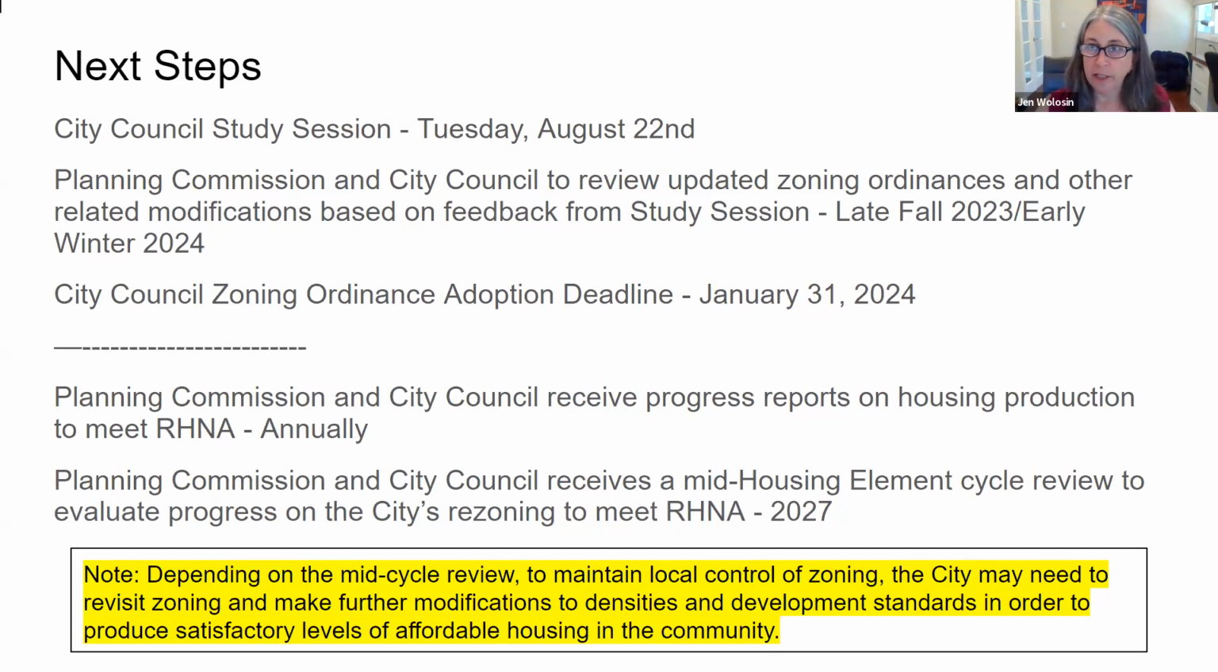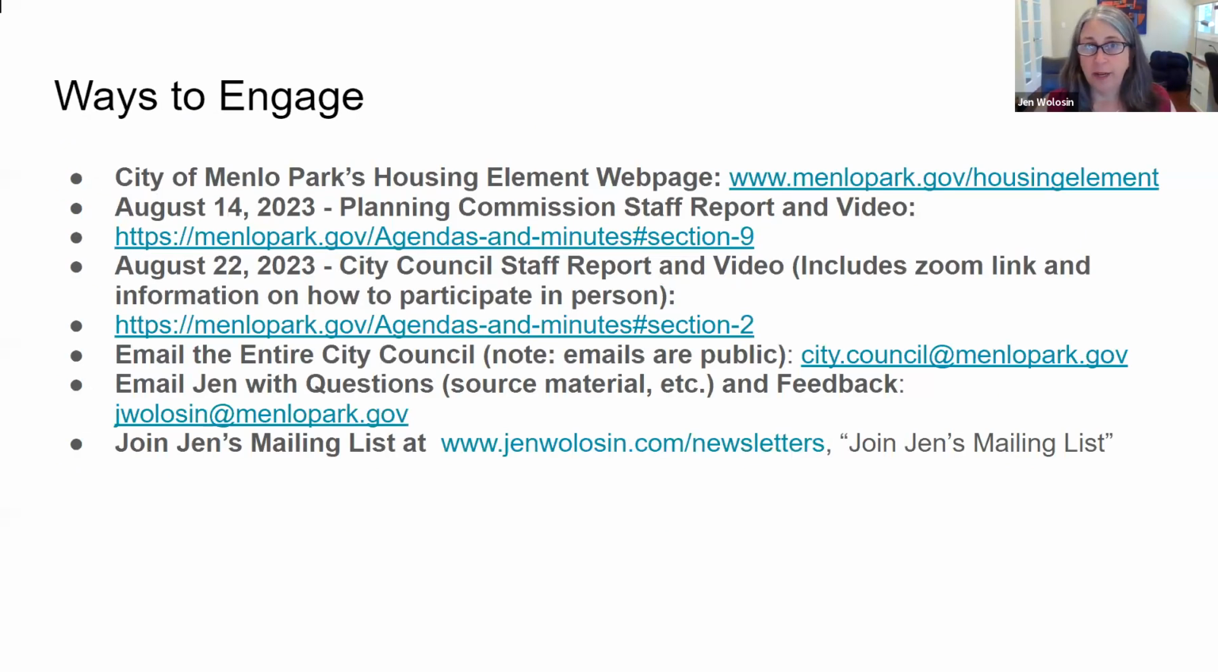I do want to note that annually, throughout the housing element 8-year cycle, there are going to be progress reports on how the city is doing vis-a-vis our commitments to our regional housing needs allocation, or RHNA. And then mid-cycle in 2027, we're going to have a big review. In the yellow here, I've basically written that that's a huge checkpoint for us. If it turns out that we're not meeting the commitments and seeing the permitting that we're saying we're going to see based on our opportunity sites and our rezoning, then we may have to revisit our rezoning and allow even more in order to retain our local control and remain compliant with the state. So lots of ways to engage.